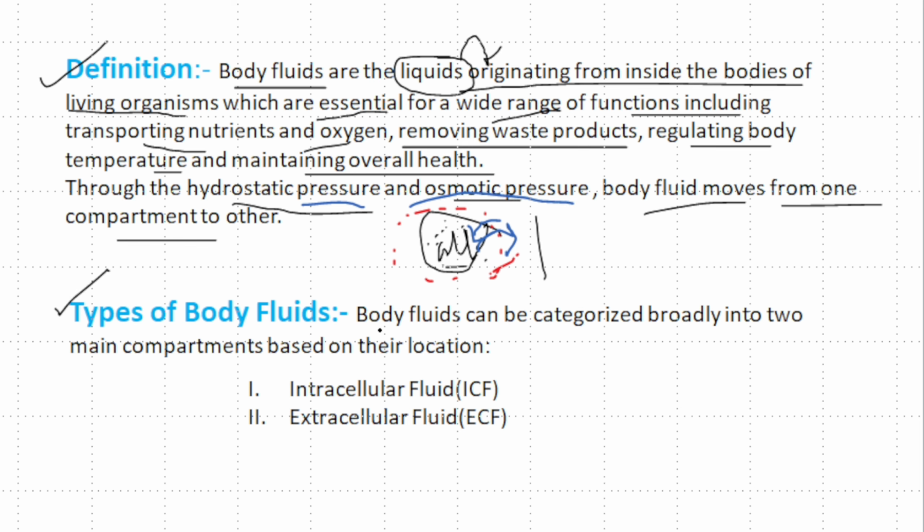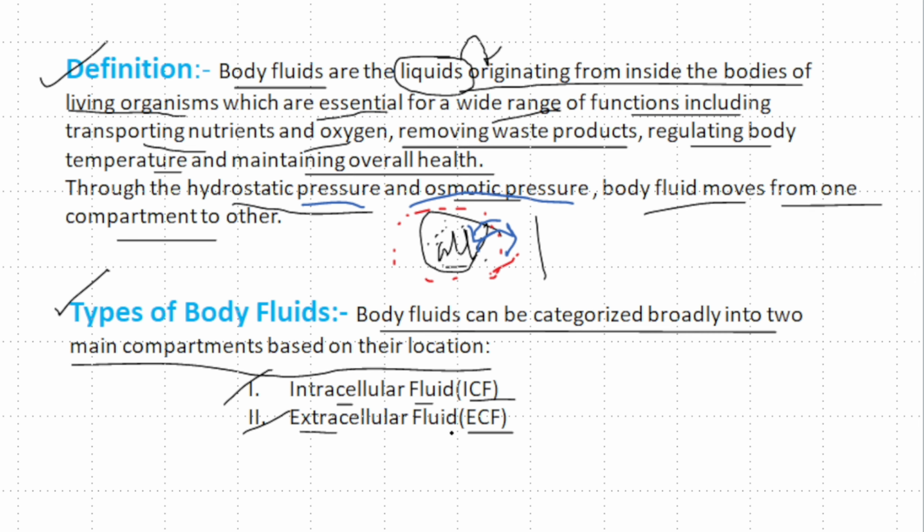Then the types of body fluid. Body fluid can be divided broadly into two main compartments based on their location. First, intracellular fluid, and second, extracellular fluid. Intracellular fluid: I means intra, C means cellular and F means fluid, ICF. And ECF: E means extra, C means cellular and F means fluid. So ECF is extracellular fluid.